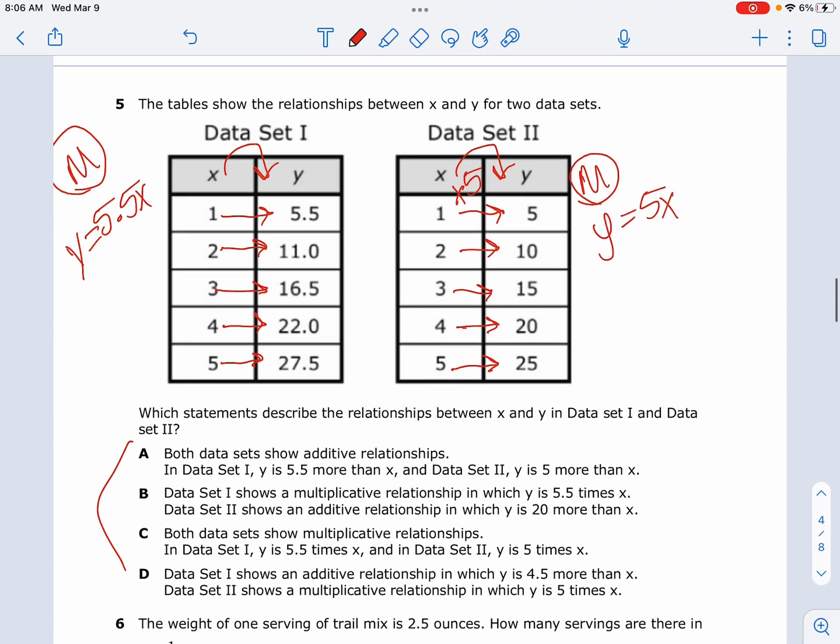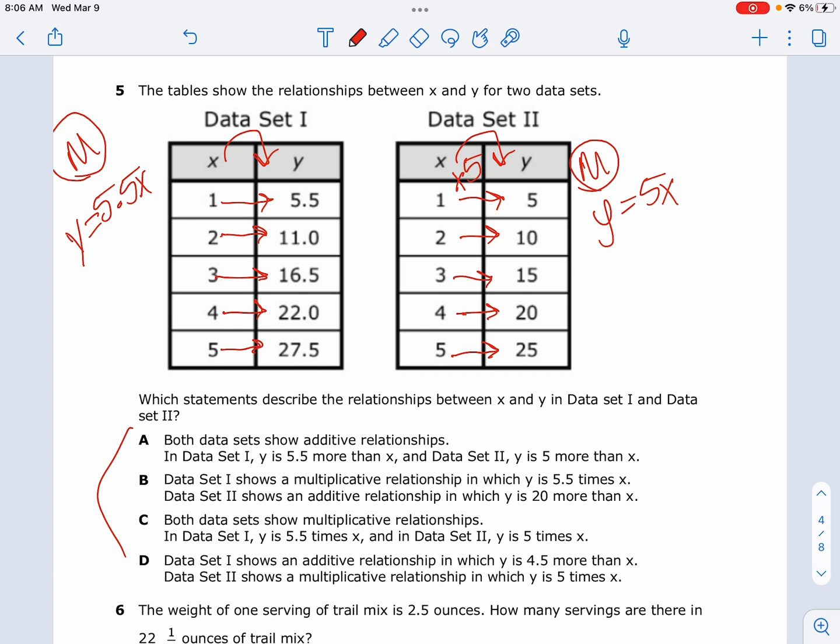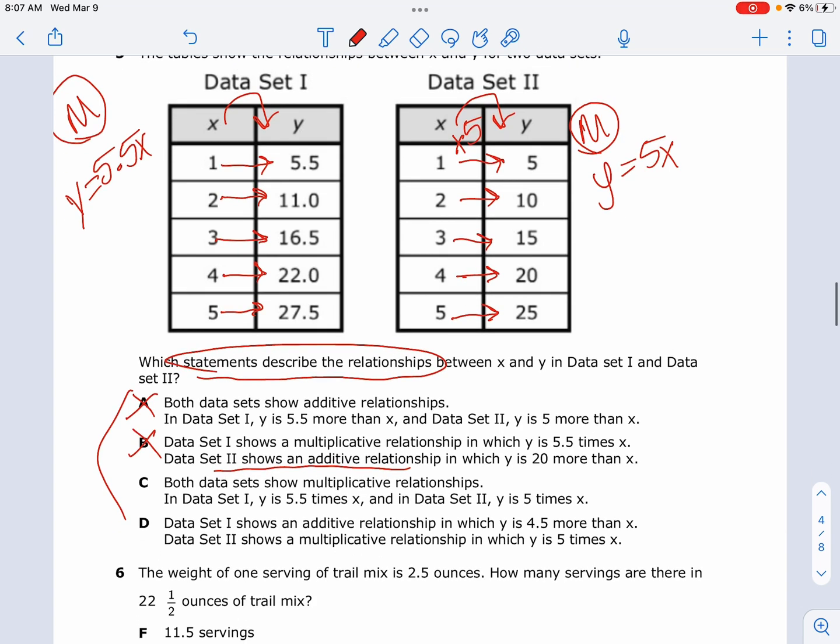All right, now let's go look at my answer choices. Both data sets show additive relationships. Well, they're both multiplicative, so A is out. Data set 1 shows multiplicative. Data set 2 shows additive. That's not true. So we're looking for the statement that describes the relationship. Both data sets show multiplicative relationships. In data set 1, y is 5.5 times x. Data set 2, y is 5 times x. That is true, so C is my answer.